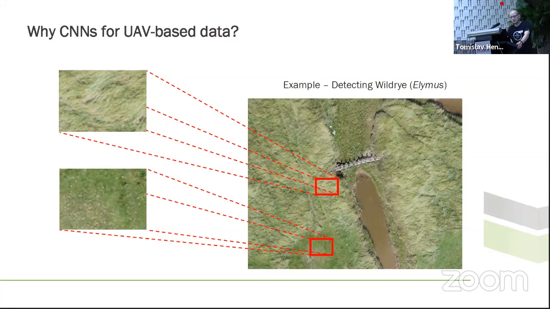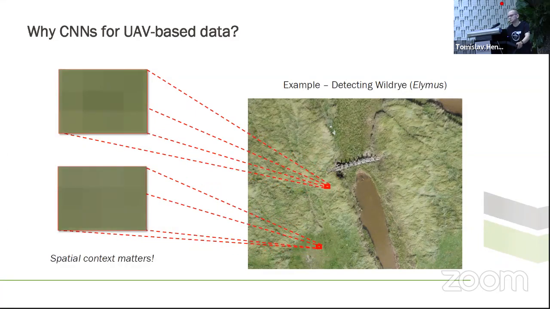Because if we would look at single pixels only, then there are many areas in the upper image that would look very similar to anywhere else in the image. So it's the spatial context that makes us identify certain objects in such high resolution images. And this is itself not a problem. So it's not a problem to have high spatial resolution.